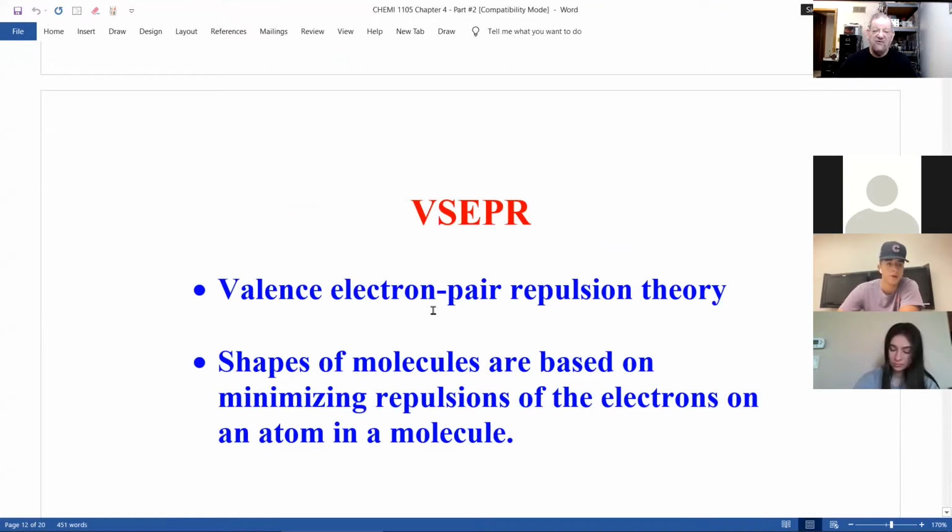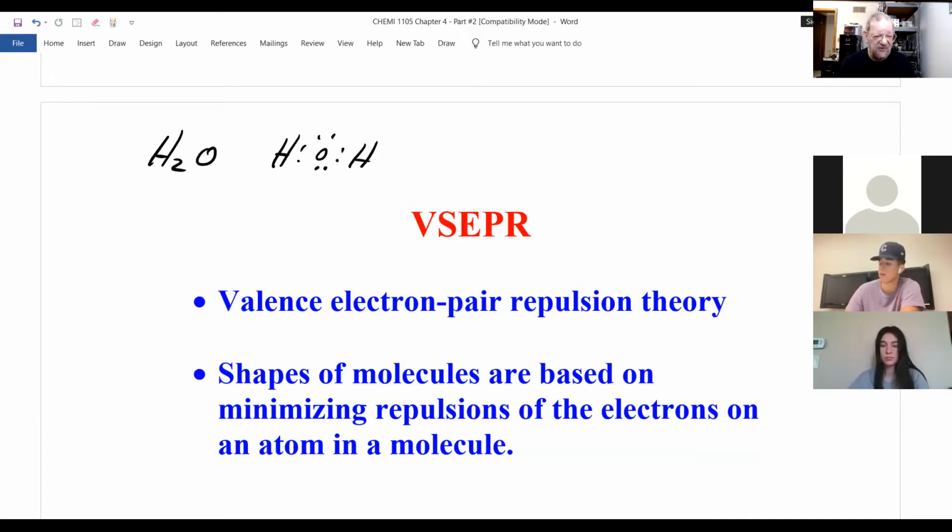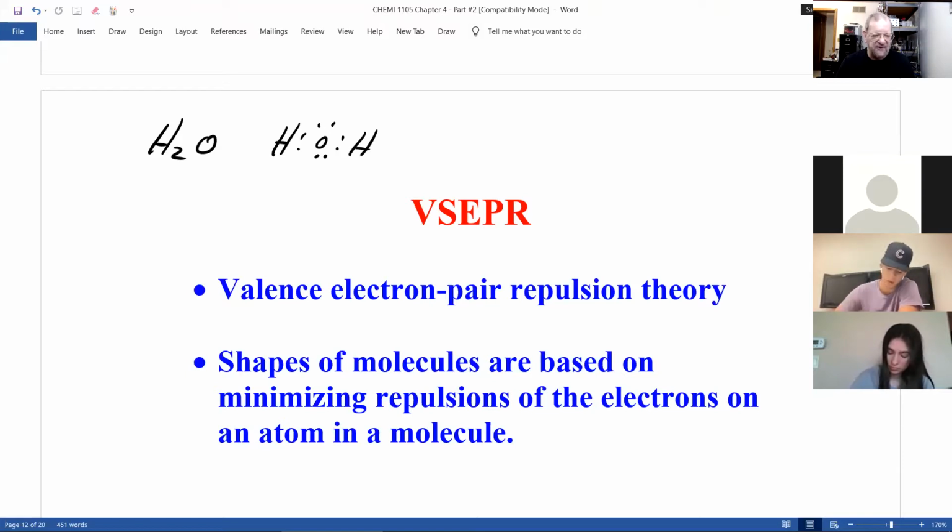This won't be on a test, but VSEPR, which stands for valence shell electron pair repulsion theory. Molecules are not flat. When you write water and do the Lewis structure, you say, oh, that's flat. The answer is no. Molecules have shapes. And VSEPR theory is used to determine the shapes of molecules.